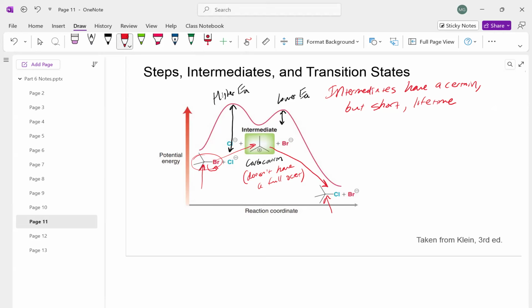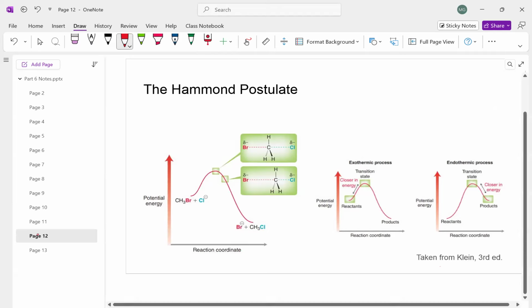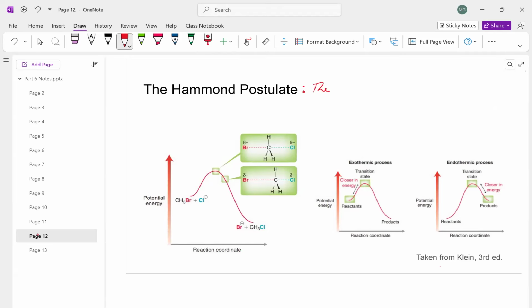Now, to end this discussion with analyzing reaction coordinates, I want to look at something called the Hammond postulate. And the Hammond postulate basically says the transition state of a reaction or of a step more closely resembles the chemical species, and we'll say reactant or product, it is closer to in energy.